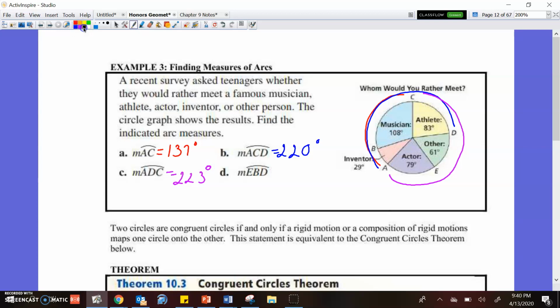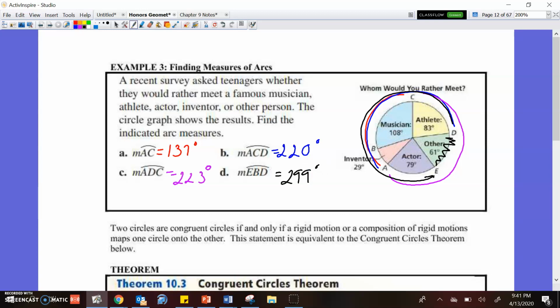And last but not least, the measure of arc EBD. BD is everything with the exception of this piece here. So an easiest way to do this would obviously be 360 minus 61. And we're going to get 299.